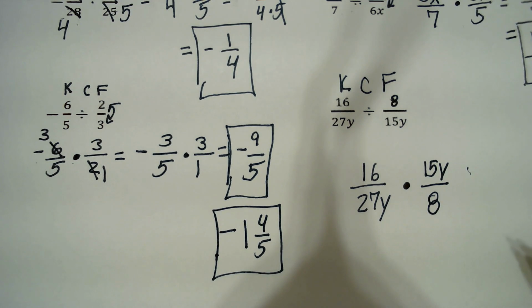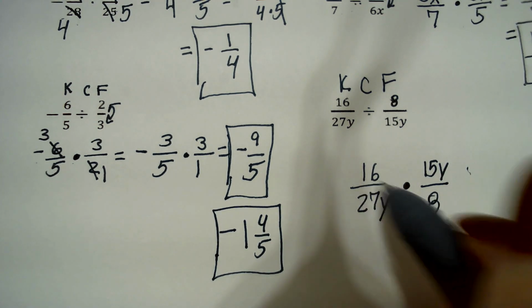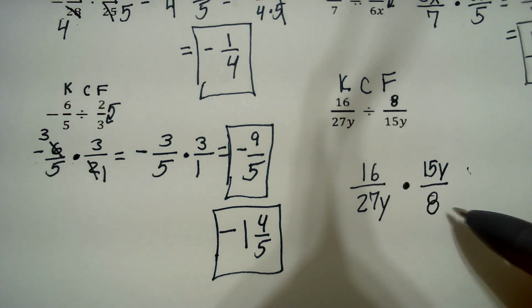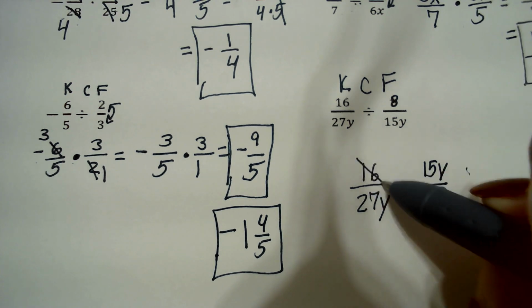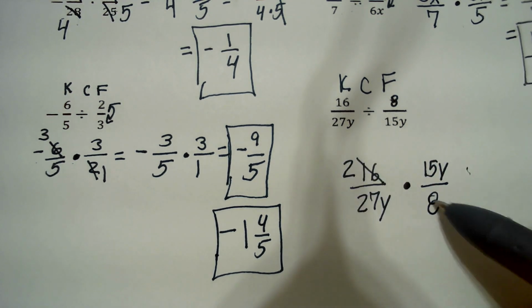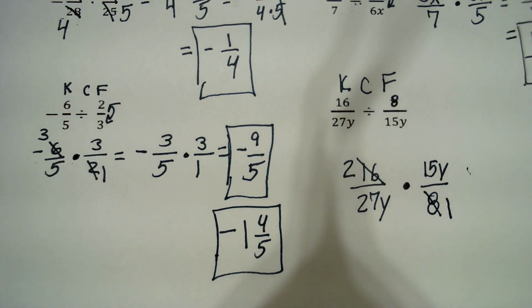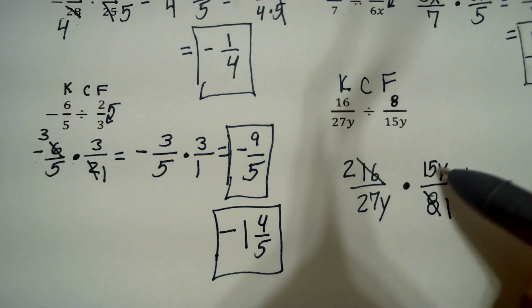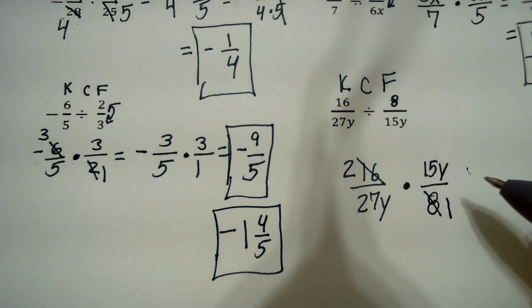Now before we multiply, we see, can we simplify? And we can. First, we have 16 and 8. They have a common factor of 8. 16 divided by 8 is 2. 8 divided by 8 is 1. Then we look at our other diagonal. Do we have any common factors? And we do, all right?